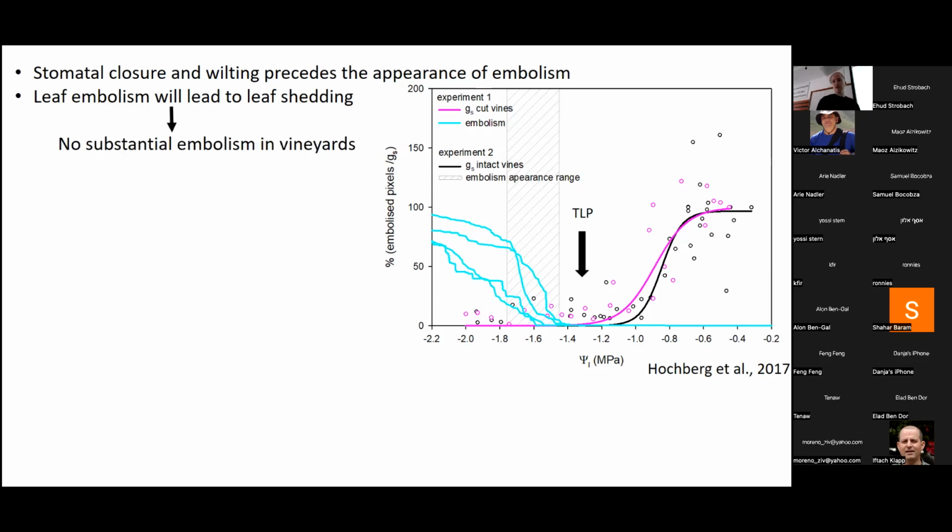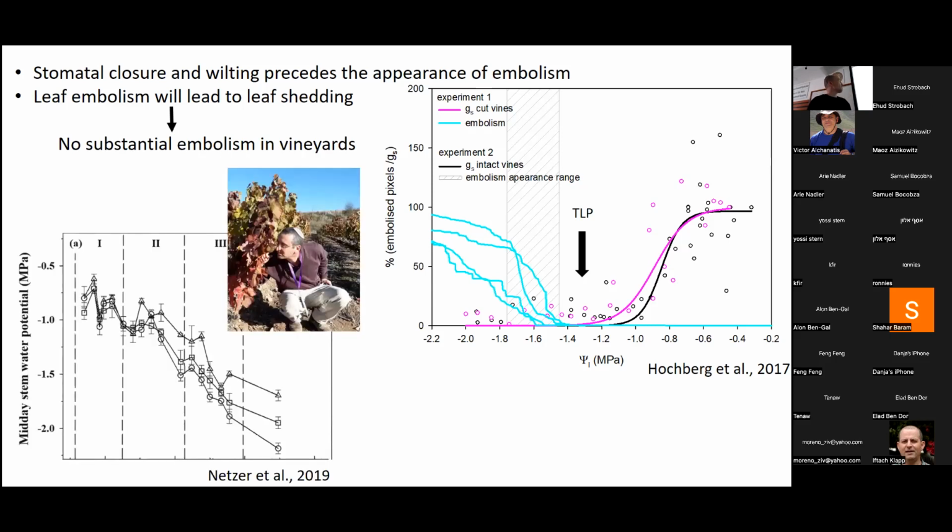So that was the assumption. But I was kind of challenged by Ishai Netzer, my colleague and friend. He was using the former approach. He was saying, look, I take your vulnerability curves, I take your values, and I combine them with the water potential that I normally measure in vineyards. And I know I frequently get to values which are lower than minus 1.6 megapascal. You claim that at minus 1.6 megapascal there's cavitation. I measure minus 1.7, minus 1.8, and sometimes minus 2. So it means there's a lot of cavitation in vineyards, okay?